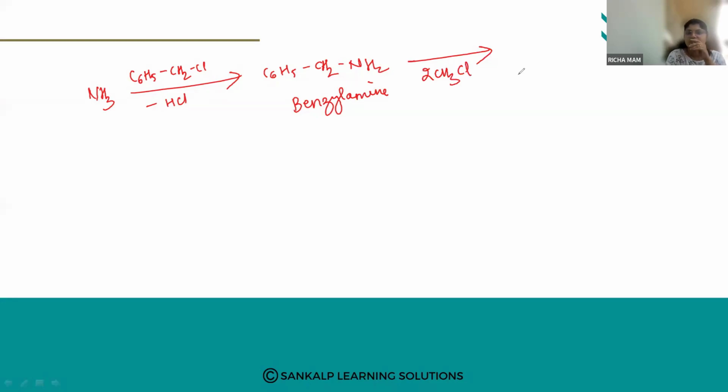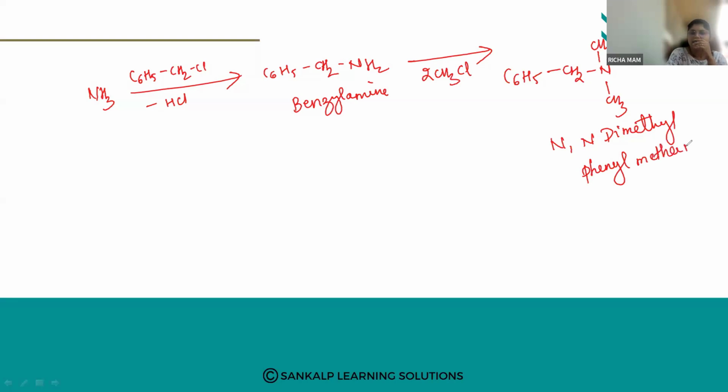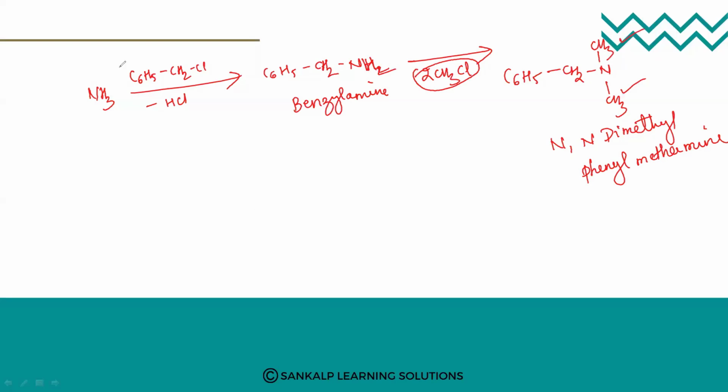Then what will happen? Both these hydrogens will be replaced. So we get C6H5CH2N(CH3)(CH3). So what are we going to get? N,N-dimethyl phenylmethanamine. Like this we are going to find the products. So what we have done here is treated with 2 moles. What is happening? Both the hydrogens are replaced by methyl groups.